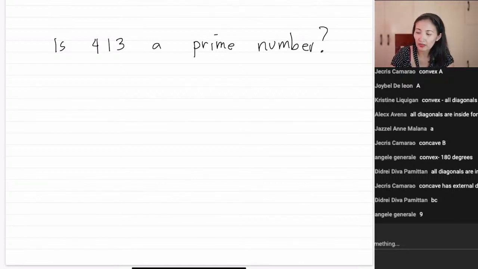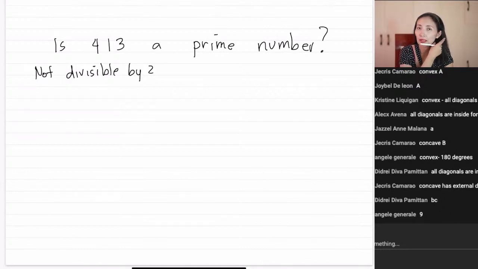So it's not divisible by 2. Is it divisible by 3? When is a number divisible by 3? Remember, if the sum of the digits is divisible by 3. If you get the sum of the digits, 4 plus 1, 5. 5 plus 3, 8. No. So not divisible by 3.